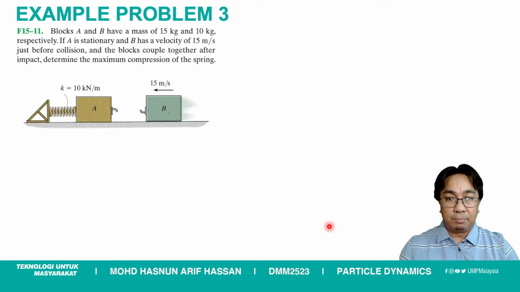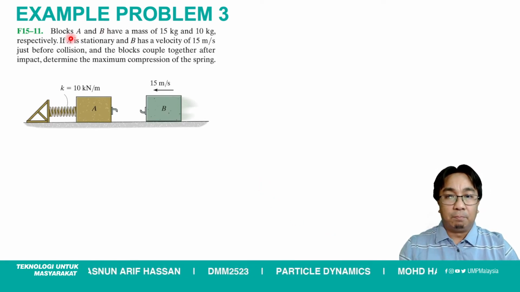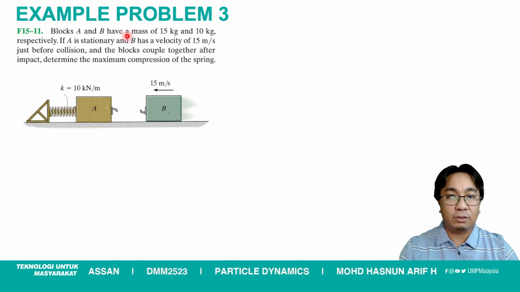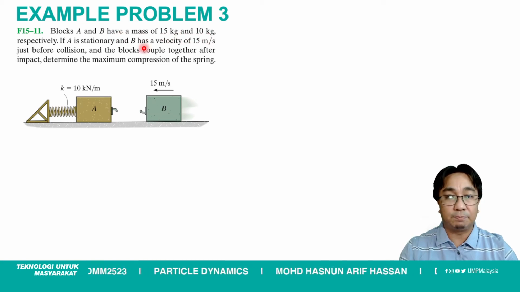Okay, one final example, example number 3. Block A and B have a mass of 15 kg and 10 kg respectively.